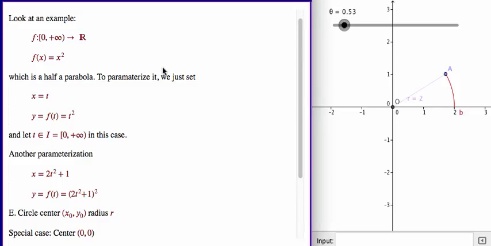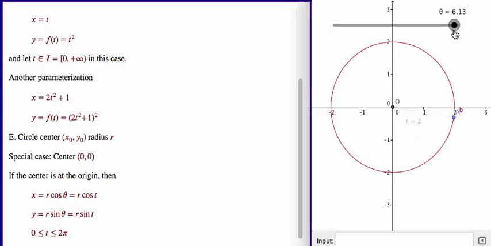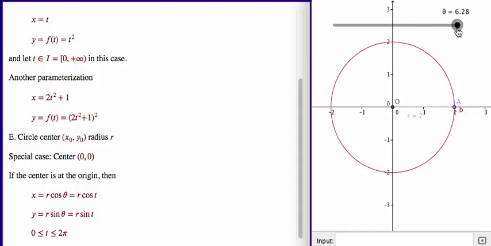So x is r cosine theta, which would be r cosine t. And y would be r sine theta, which would be r sine t. And t goes from 0 to 2 pi, which gives you the whole circle. So this is nothing more than polar curve, really, with theta changed to t. So the parameter is now theta, or equivalently, it's t.